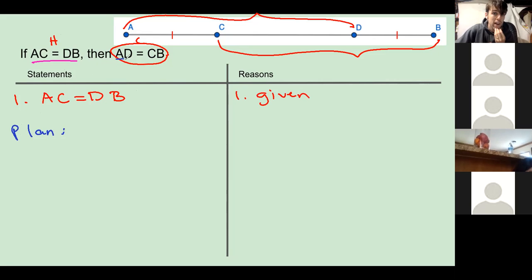But here's my plan. I can write two separate equations, one for AD and one for CB. And I'm going to do that using the segment addition postulate. So let's see what those equations look like. So AD would be equal to, so AD, that's the top one here, AC plus CD. So that's AC plus CD. And another equation for CB, so CB is this one, is CD plus DB.